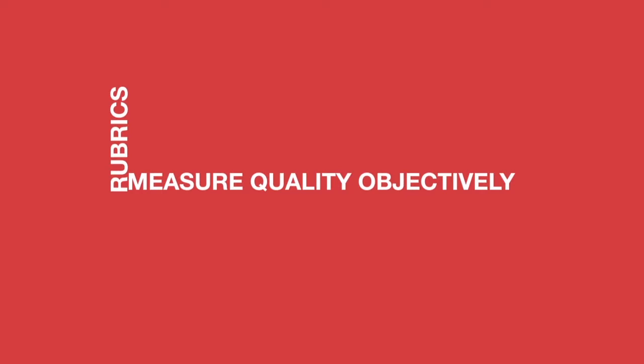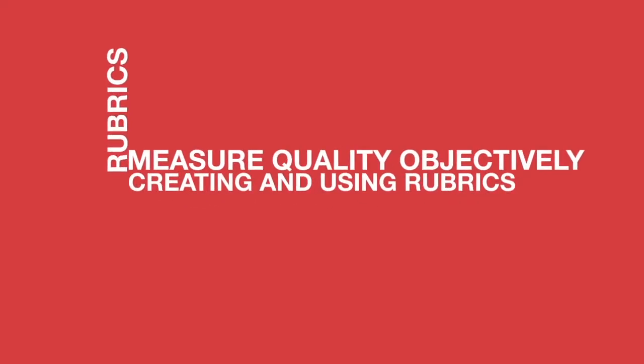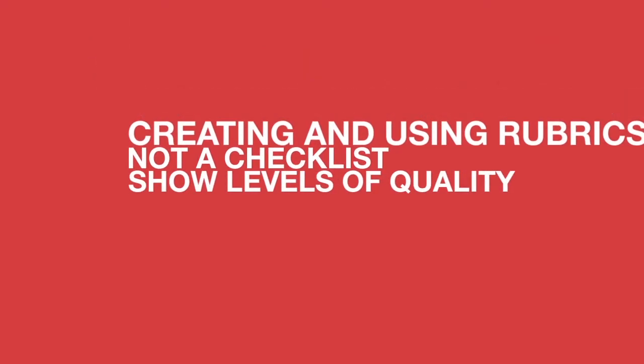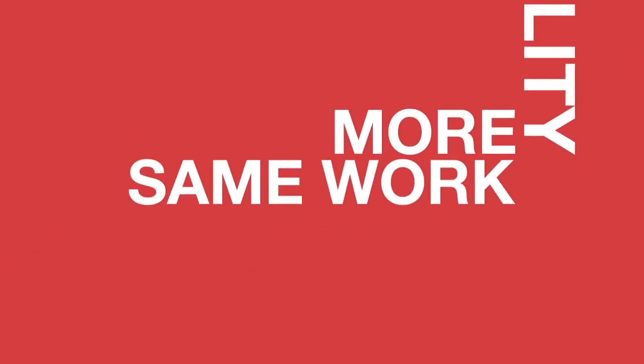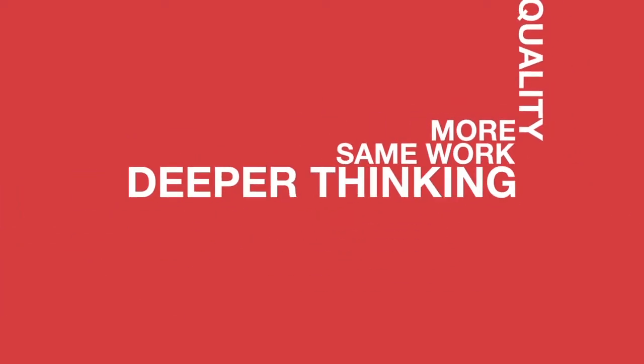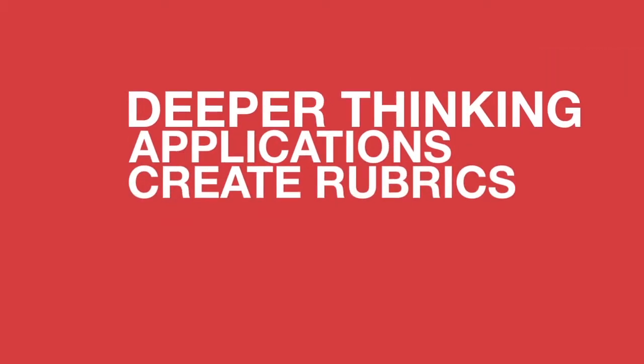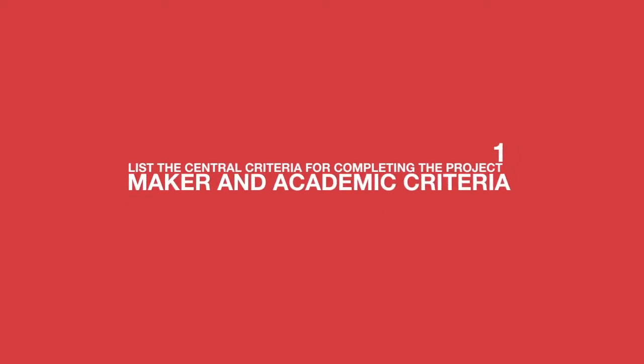A key idea to remember when creating and using rubrics is that they are not a checklist. They are a way to show levels of quality. A rubric shouldn't score a student higher if they are just doing more of the same work. It should require them to do deeper thinking or work with trickier applications. We're going to create rubrics using 3 simple steps. 1. List the central criteria for completing the project, including both maker and academic criteria. 2. Narrow down the criteria. And 3. Write descriptions for each level of each criteria.